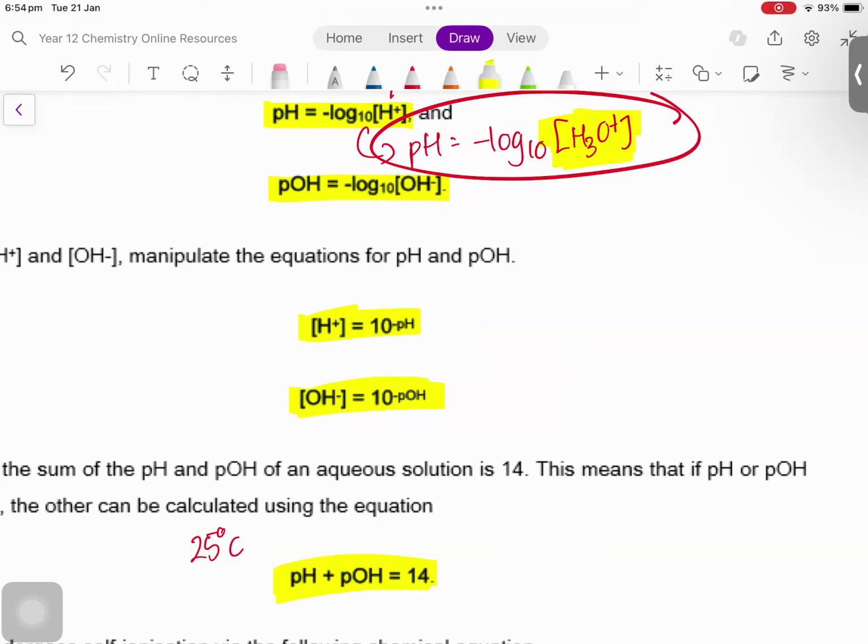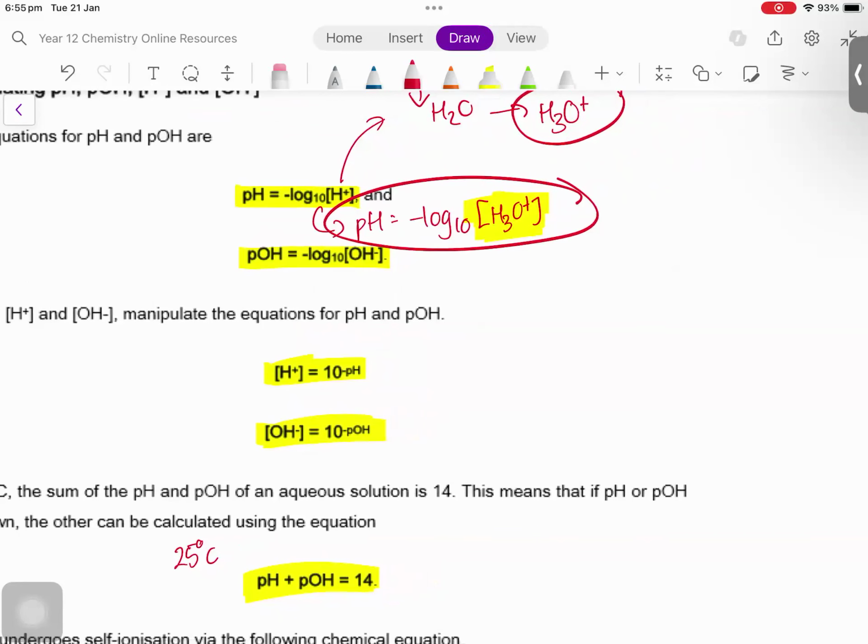So these are your 5 equations for now. pH is negative log base 10 of H plus, pOH is negative log base 10 of OH minus, H plus is 10 to the minus pH, OH minus is 10 to the minus pOH, and if you're converting between the two, pH plus pOH is equal to 14. Okay.